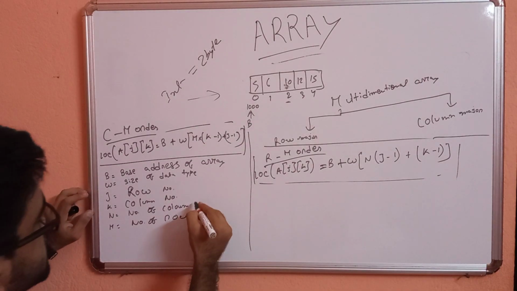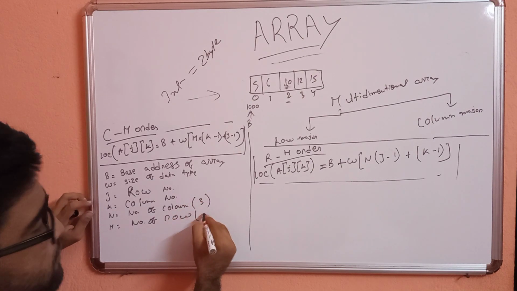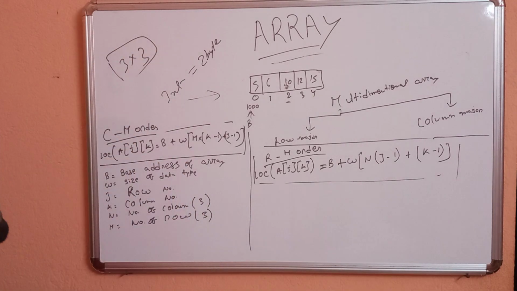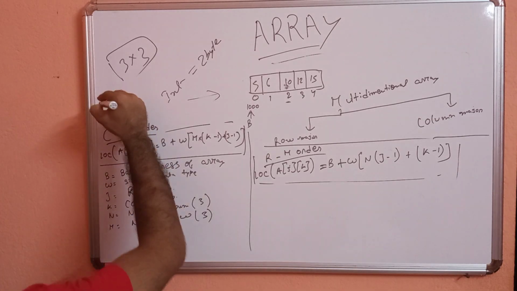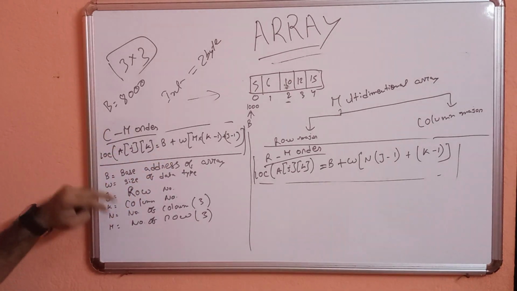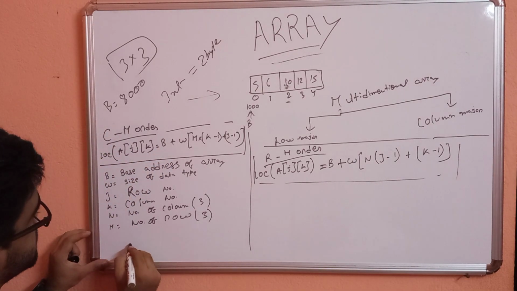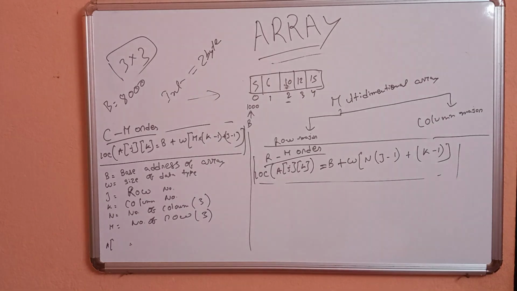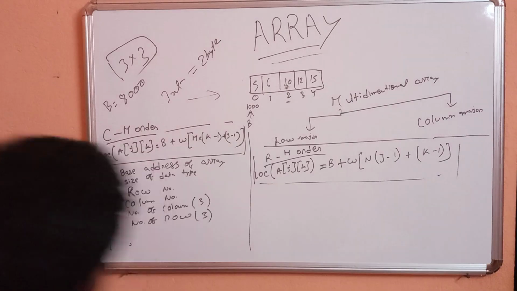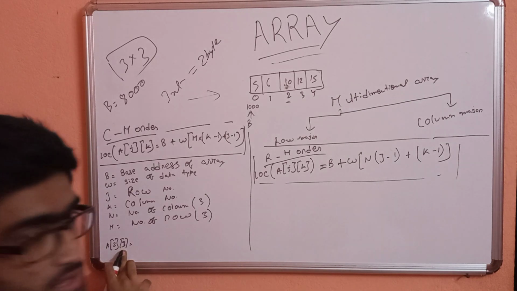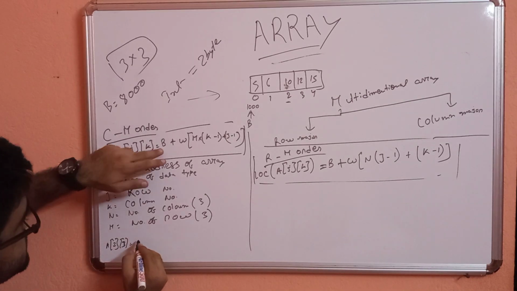Suppose we take the number of columns to be 3 and the number of rows to be 3 also. We take a 3 cross 3 matrix, and we take the base address as 8000. Let us check what happens. So in column major order, we want to find the location of A of 2, 3. The base address is 8000.